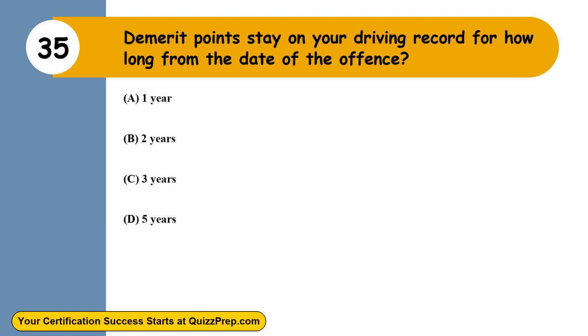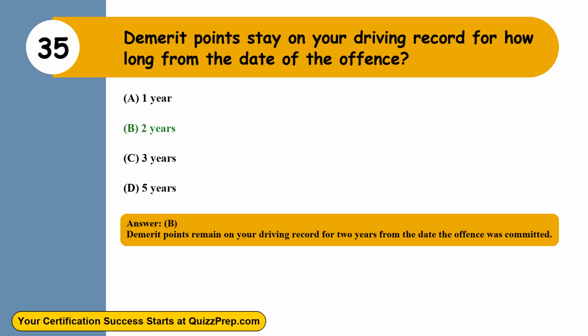Question 35. Demerit points stay on your driving record for how long from the date of the offense? Option A, 1 year. Option B, 2 years. Option C, 3 years. Option D, 5 years. The correct answer is option B, 2 years. Demerit points remain on your driving record for 2 years from the date the offense was committed.